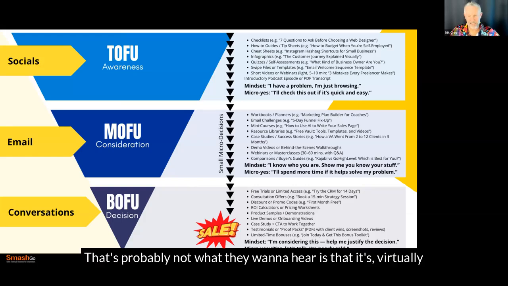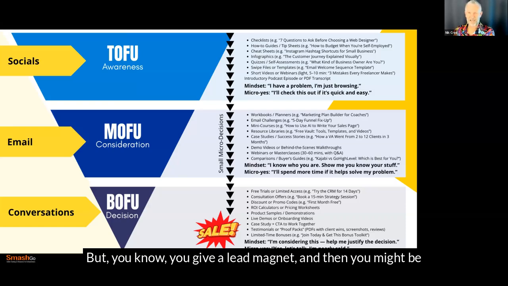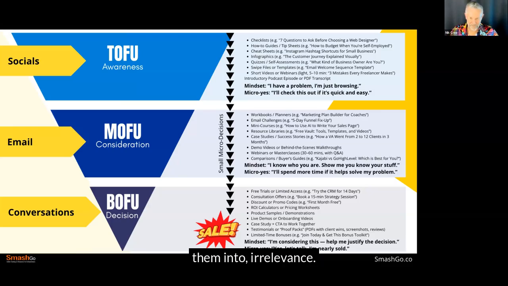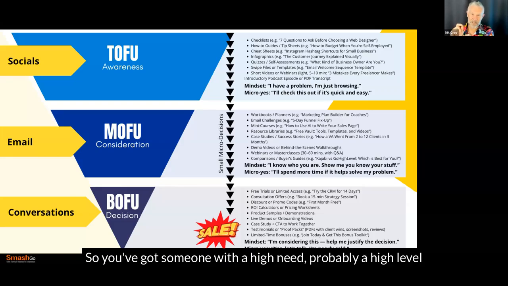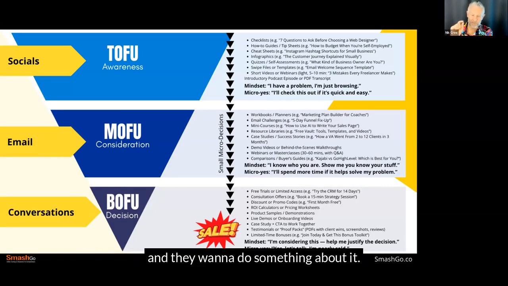Now, I can tell you the answer to that's probably not what they want to hear, is that it's virtually impossible, but that's what they want. You give them a lead magnet and then you might be saying, well, I'm sorry, you can't remove them, but here are some things that you can do to mitigate them and push them into irrelevance. So something like that is a lead magnet. You've got someone with a high need, probably a high level of pain in the sense that someone's talking badly about them and they want to do something about it.